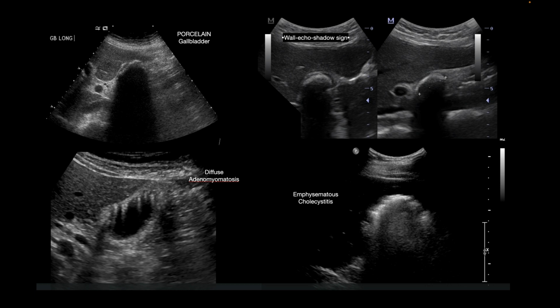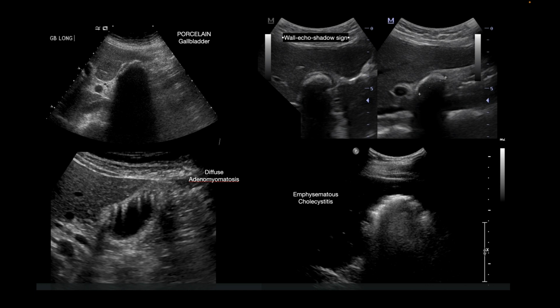So this is a gallbladder that's once again completely full of stones, and you can just see that thin dark rim of bile, and then the bright hyperechoic stones beyond that with a nice dense dark shadow. So that's a true gallbladder full of stones, wall echo shadow.